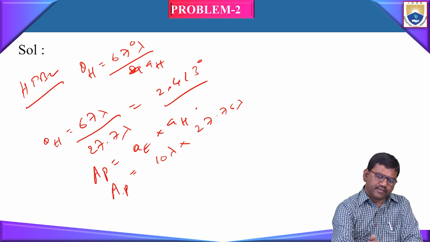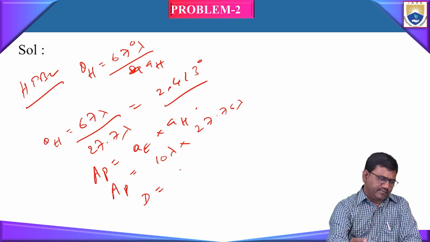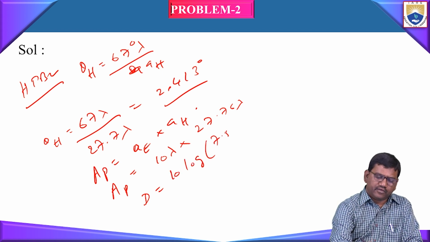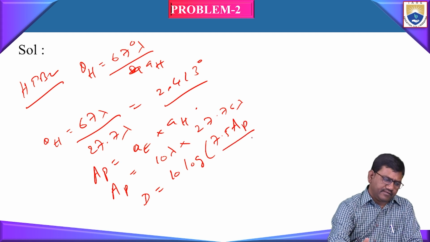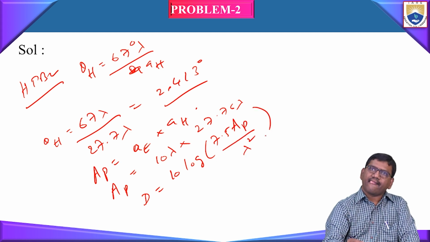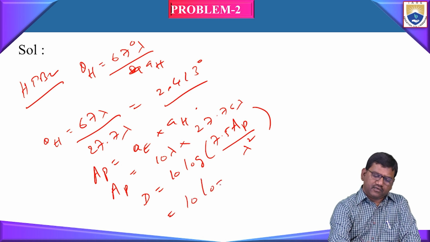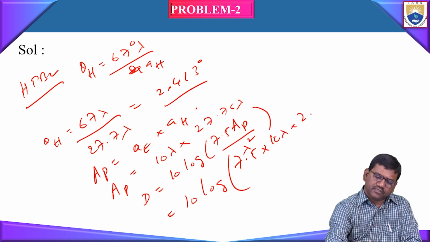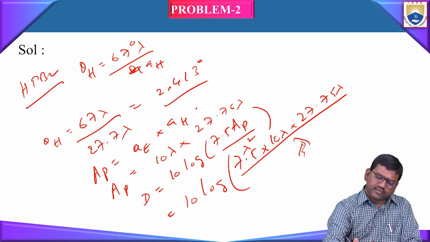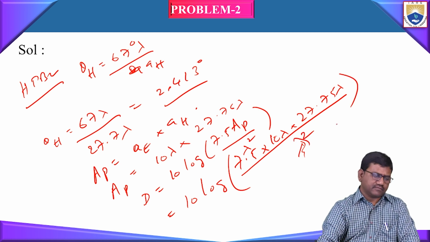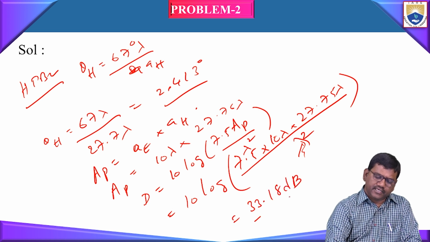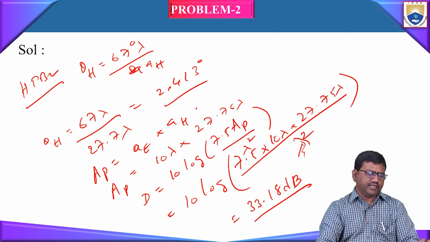Now let us find out the directivity. Directivity is equal to 10 log 7.5 AP divided by lambda square. So this is equal to 10 log 7.5 into 10 lambda into 27.75 lambda divided by lambda square. If you simplify this, you will get 33.18 dB.